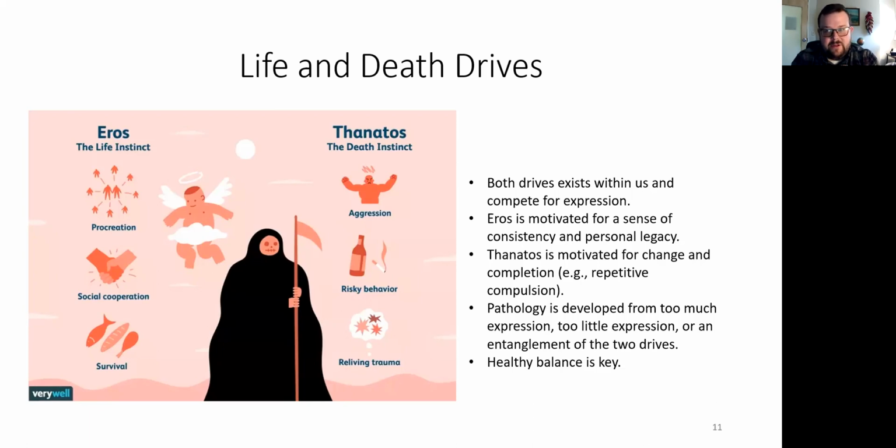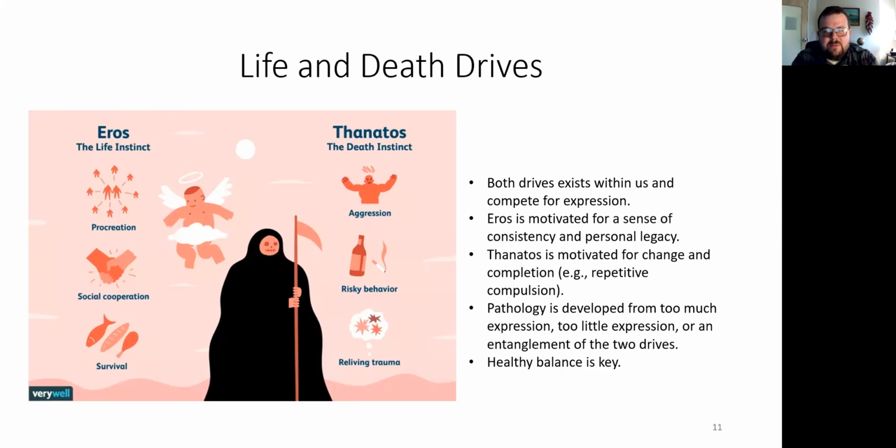Again, very similar theme that's coming out through these slides. The life instinct is motivated for a sense of consistency and personal legacy. And we'll see this. Many of us fear death, and that's understandable. And we'll talk more about death and the existential theories of personality. But many of us are motivated to give some sort of legacy that's going to outlive us, whether that's part of why we want children, or maybe that's why we're doing good work in the community. Underneath all of that positive work is the strive that we want to be remembered and we want to have some sort of personal legacy.